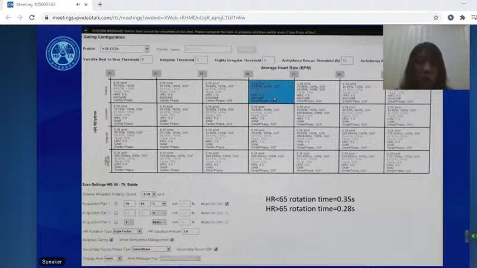If the patient's heart rate is very stable, beat-to-beat will be classified as stable. Beat-to-beat variation over 6 will be classified as variable. If 2 or more irregular beats are found, it will be classified as irregular. If 4 or more irregular beats are found, it will be classified as highly irregular. And now let's take a look at this setting in this blue box.